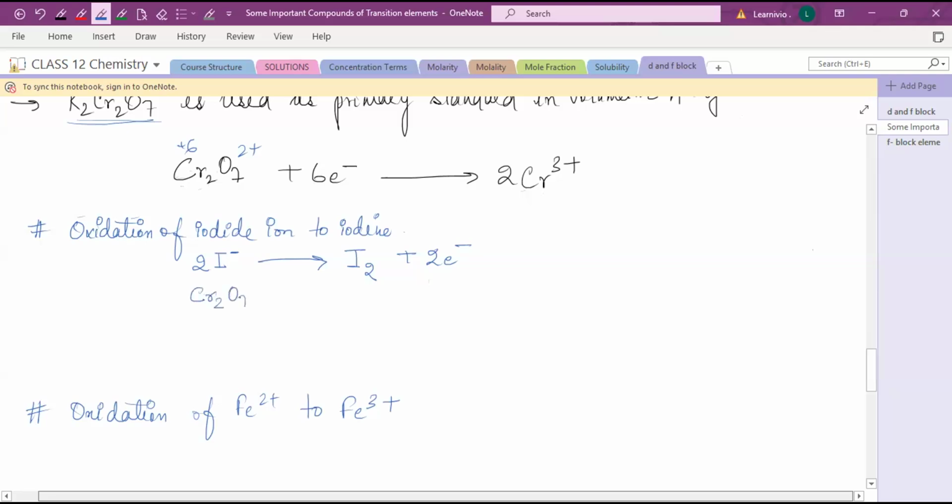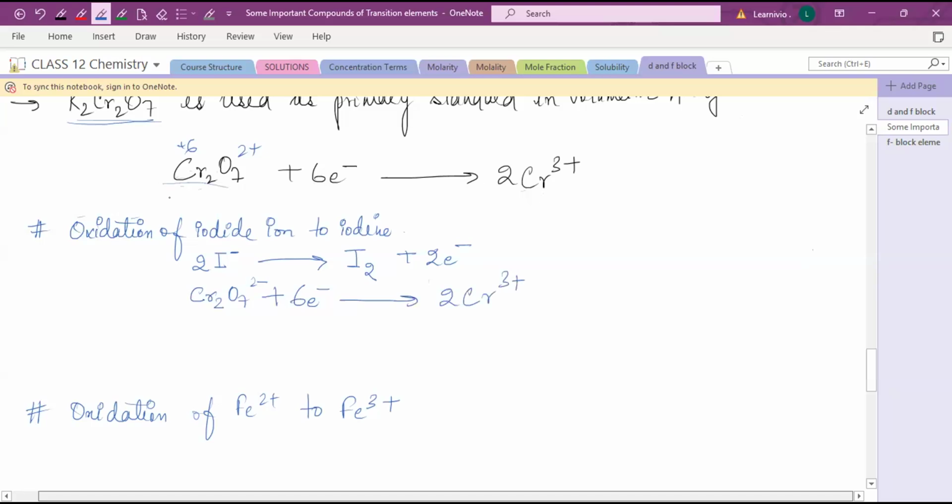Suppose this is your Cr2O7 2- ion, this is your dichromate ion. This dichromate ion itself will reduce. And what is reduction? The addition of electrons. So when you add electrons, it will give you 2Cr3+.